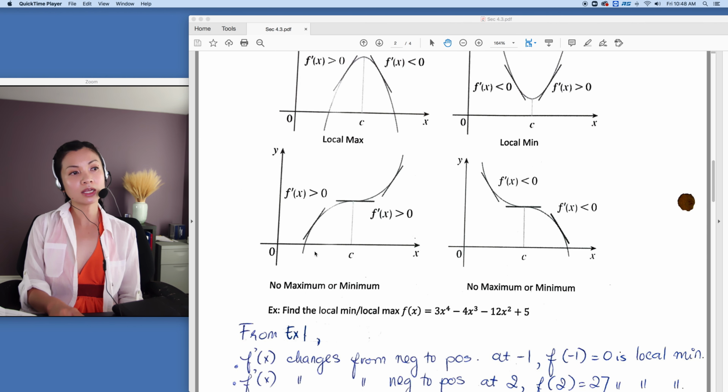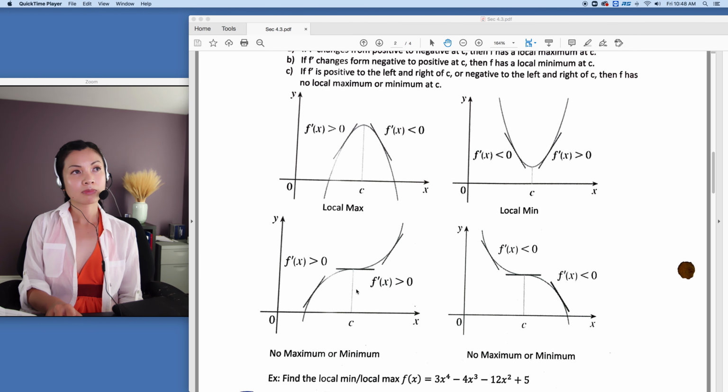Okay, and you see right here, no max and no min. Because f prime is positive to the left and right of c, or negative to the left and right of c, then f has no local min or local max.